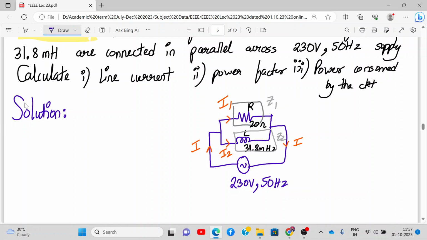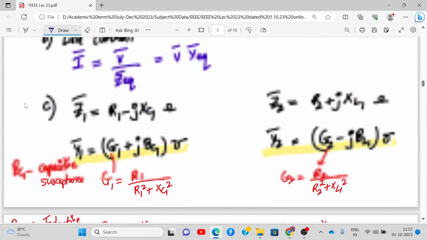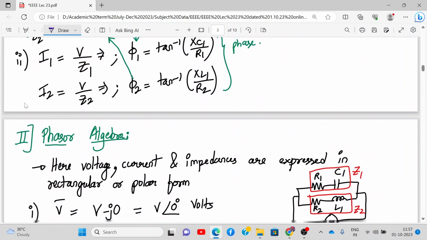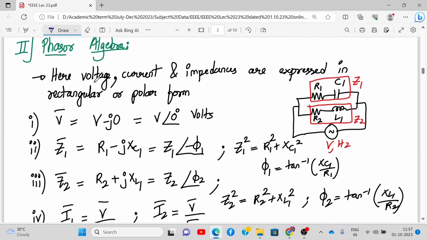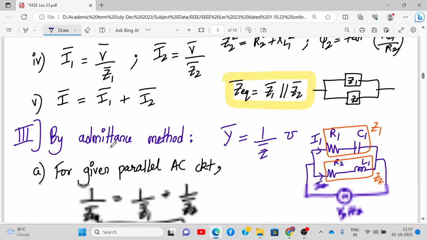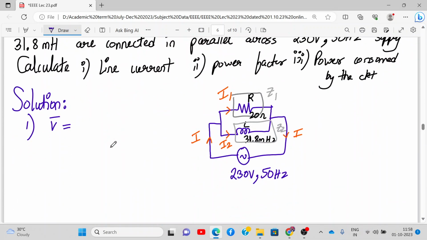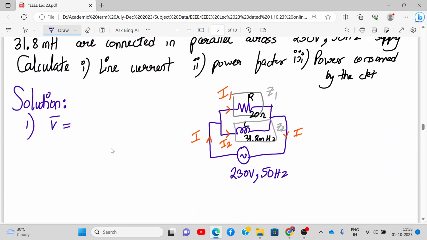Okay. So the first step, we represent V. You remember what was the phasor technique? Technique number 2, phasor algebra. Represent voltage, current and impedances in rectangular and polar form. So we represent it in this form and we'll directly calculate all the other parameters. How is V represented by voltage? 230 angle 0. This is the polar form directly.